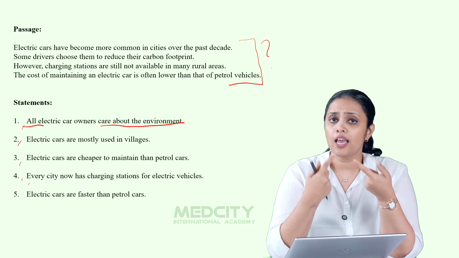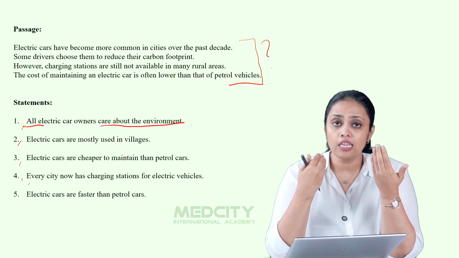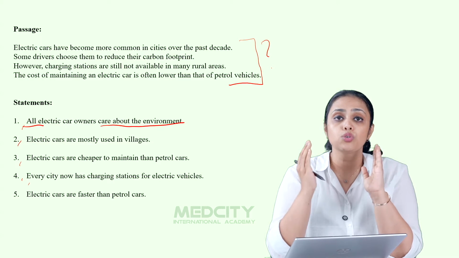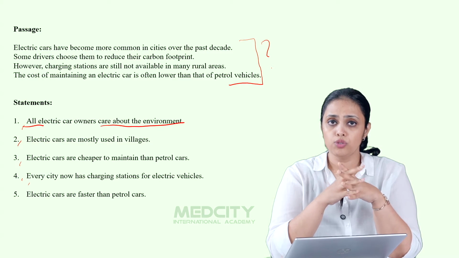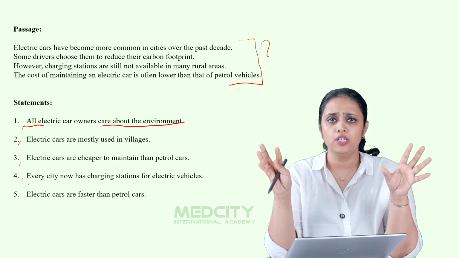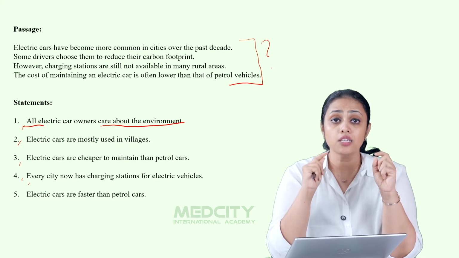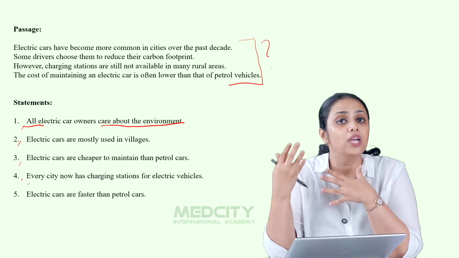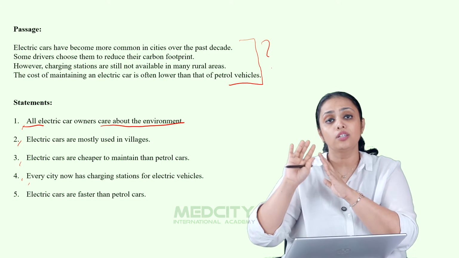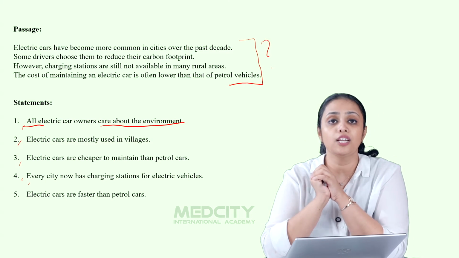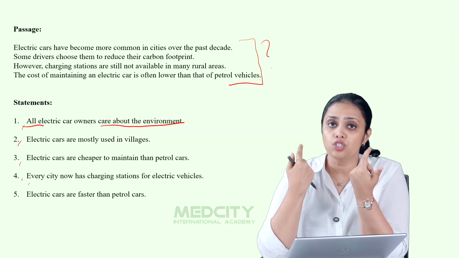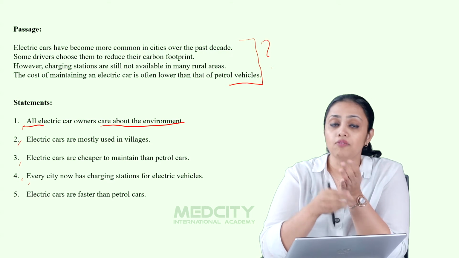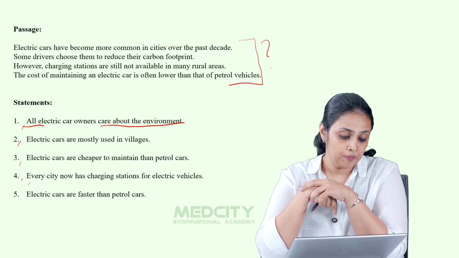Now we have to scan through the passage and try to understand whether the writer also makes the same claim. Whether the writer also says that all of these people who own electric cars are conscious about the environment, and they don't prefer to do any kind of harm to the environment. Is such a meaning conveyed in the passage? That's what we need to find out.